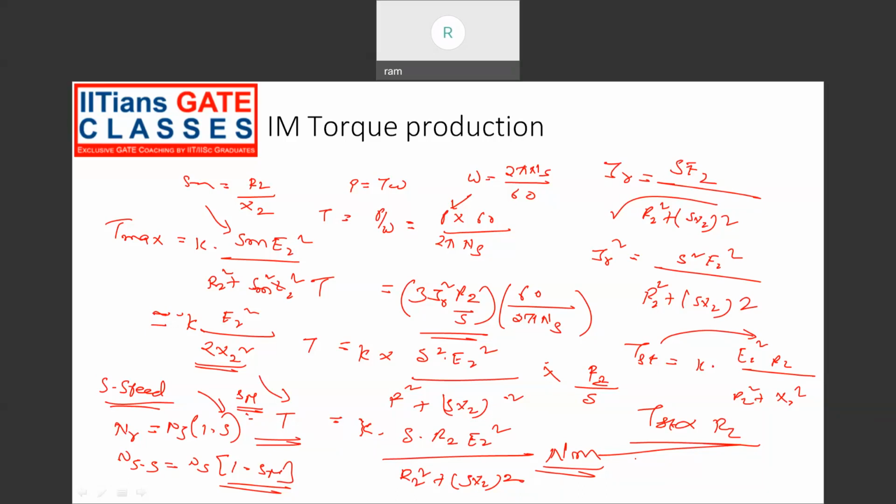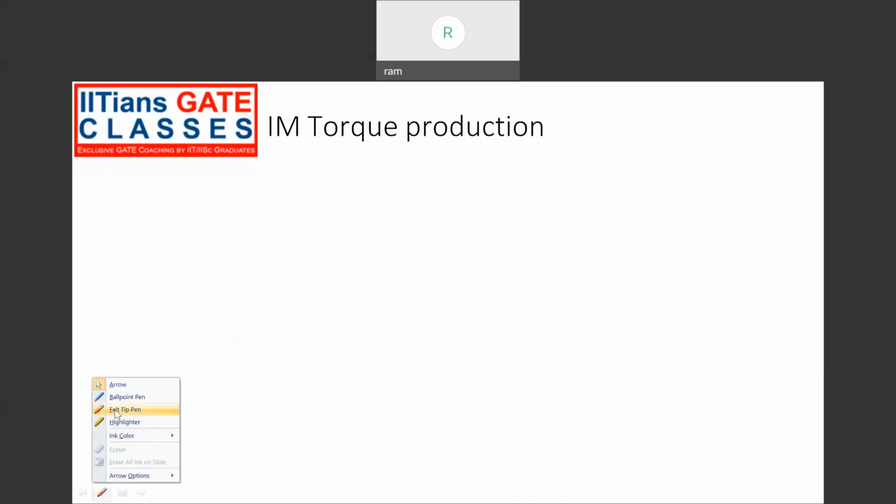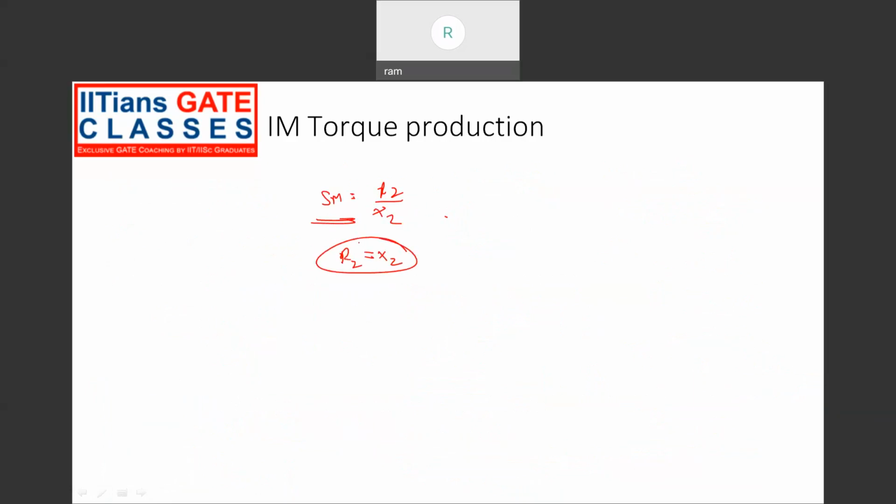Let's go to the next slide. What we have seen in the earlier slide is that Sm equals R2 by X2. This is the slip corresponding to the maximum torque, and in the starting condition the slip equals 1. Therefore, R2 equals X2. So the condition to obtain the maximum torque is that the rotor resistance equals the rotor reactance.